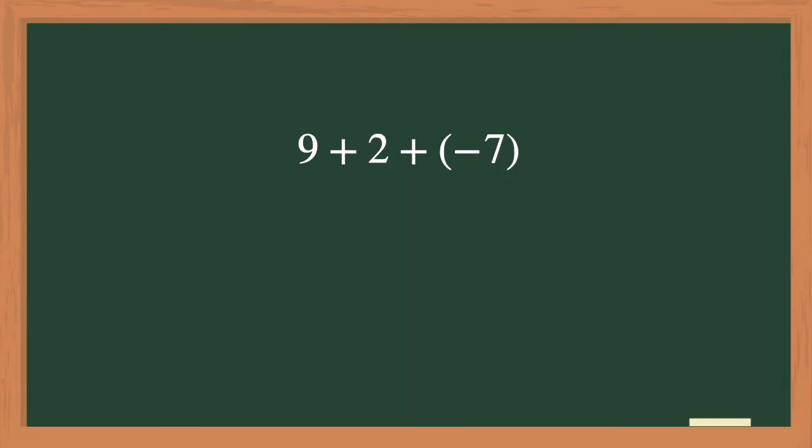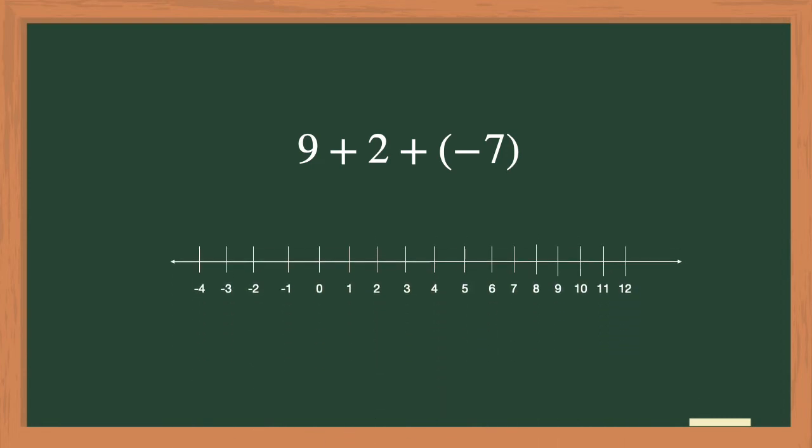Now we have an expression with more than just 2 terms. So that means that we will need to follow the order of operations. Since the terms are being added to each other, we will need to add from left to right. Looking at the number line again, we will place a marker at positive 9.